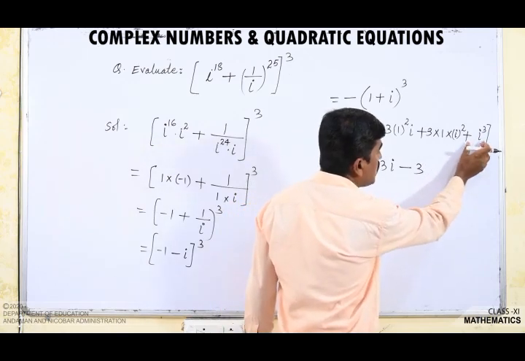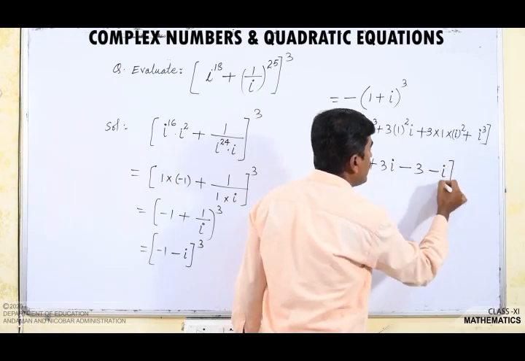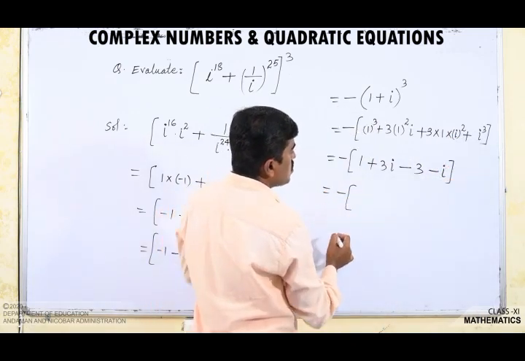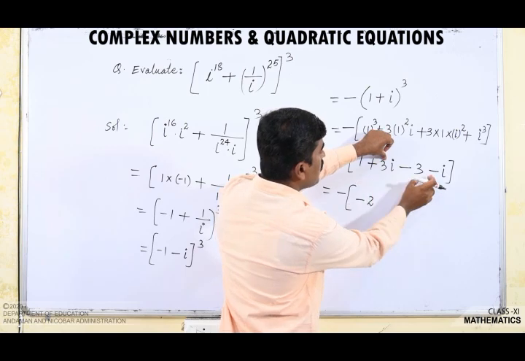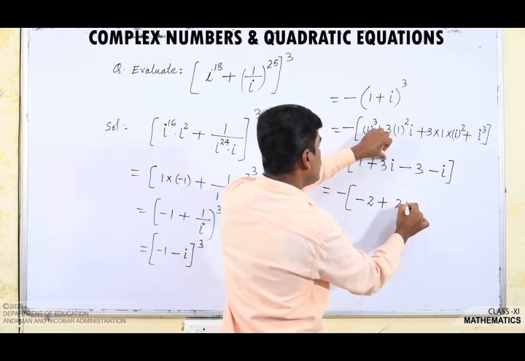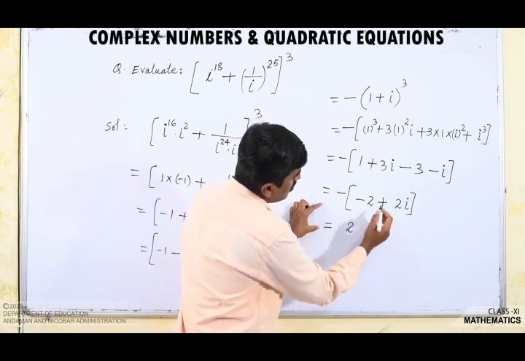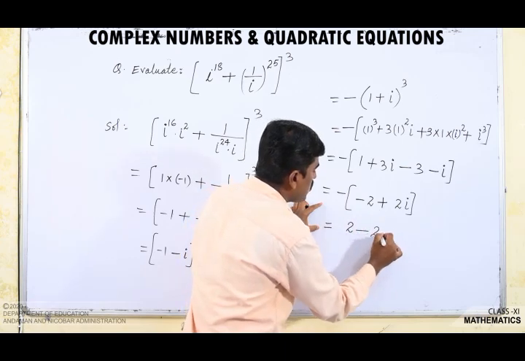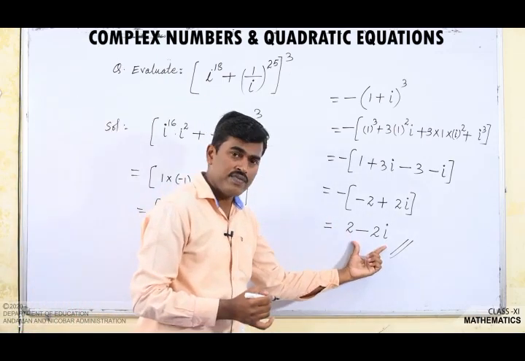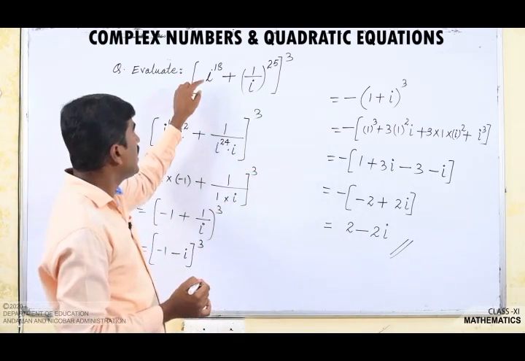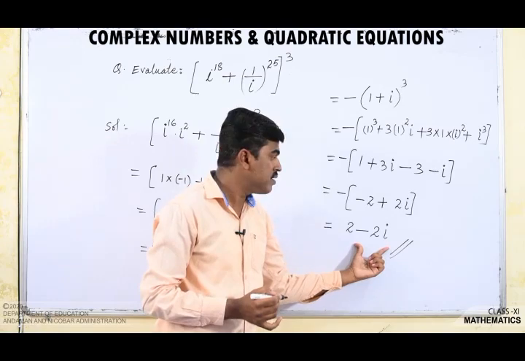Then what is the value of i cube? In the previous class I told you the value of i cube, that is minus i. Okay. Now simplify it. So here we will get 1 minus 3, that is minus 2, and this is 3i minus i, that is equal to plus 2i. Now multiply with this minus sign, so we will get plus 2, then minus 2i. So this is the simplest form of this expression, and it is also the standard form of the complex numbers. So this i power 18 plus 1 upon i power 25 whole cube is equal to 2 minus 2i.